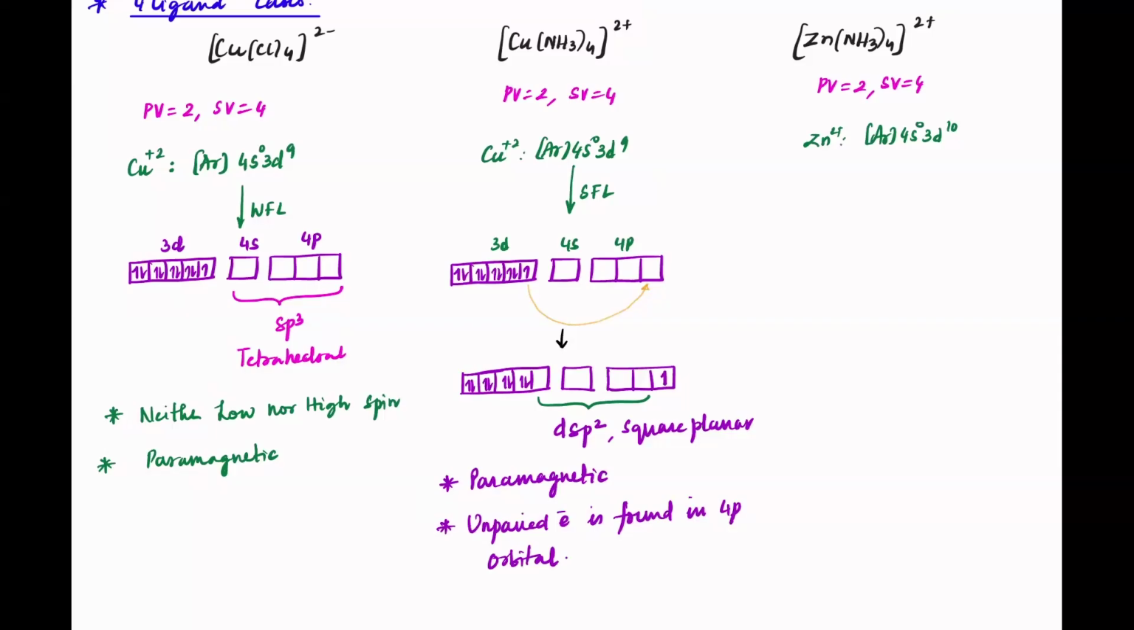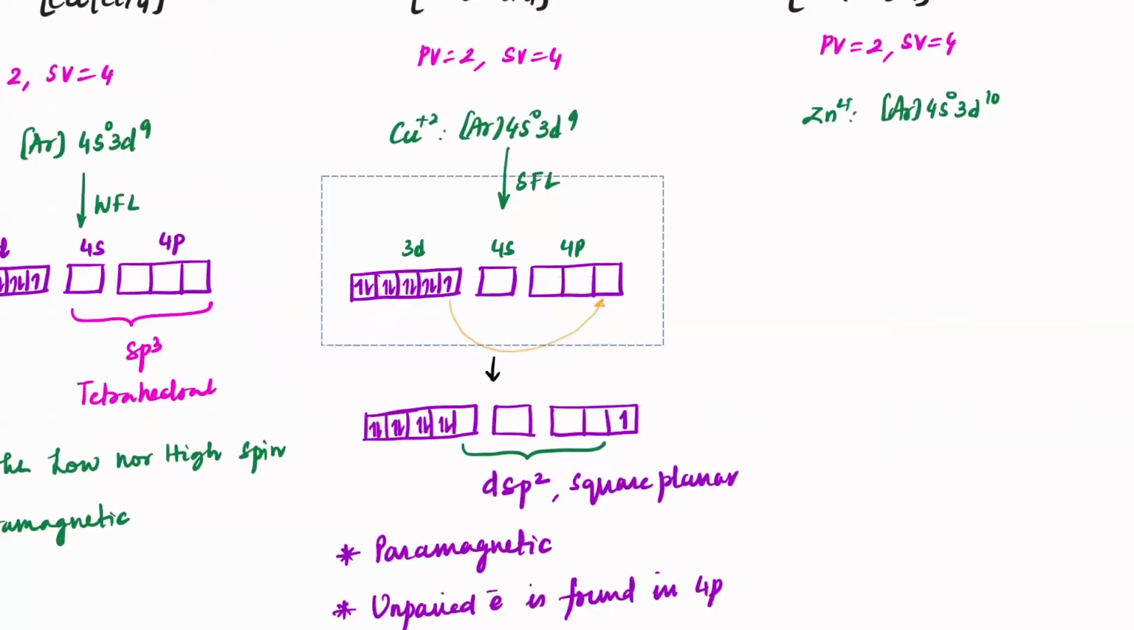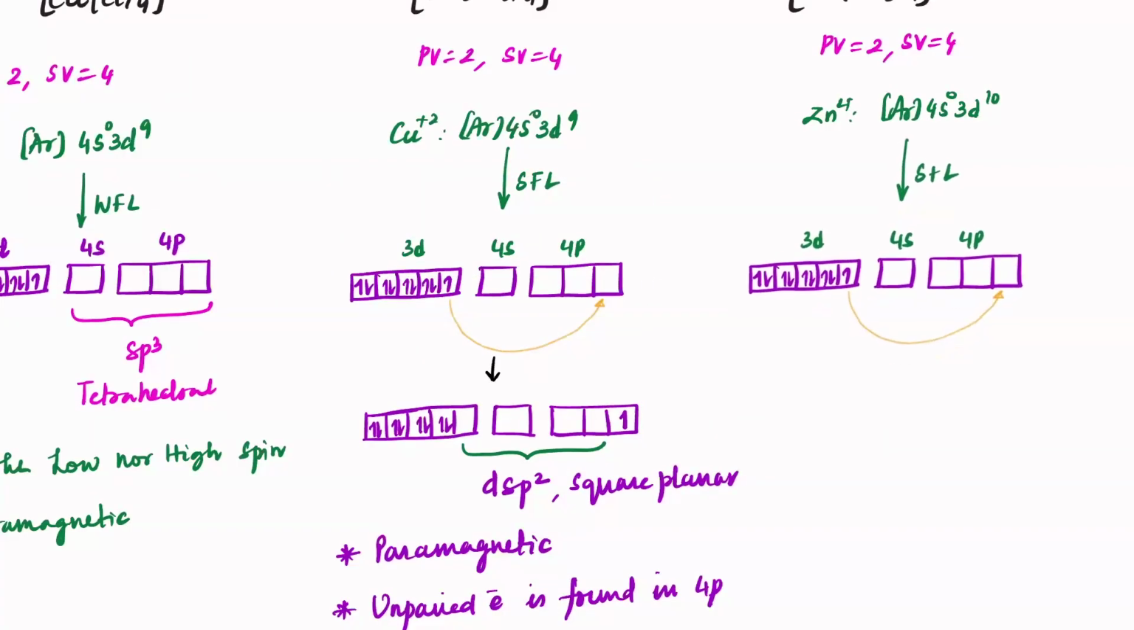Next, on the other hand, if you notice the zinc case here, it is a very straightforward one. It is a strong field, correct? But there are 10 electrons here. Since 3d is completely filled, there is no need to disturb 3d. So simply we have to rely on 4s and 4p. So that makes it sp3.